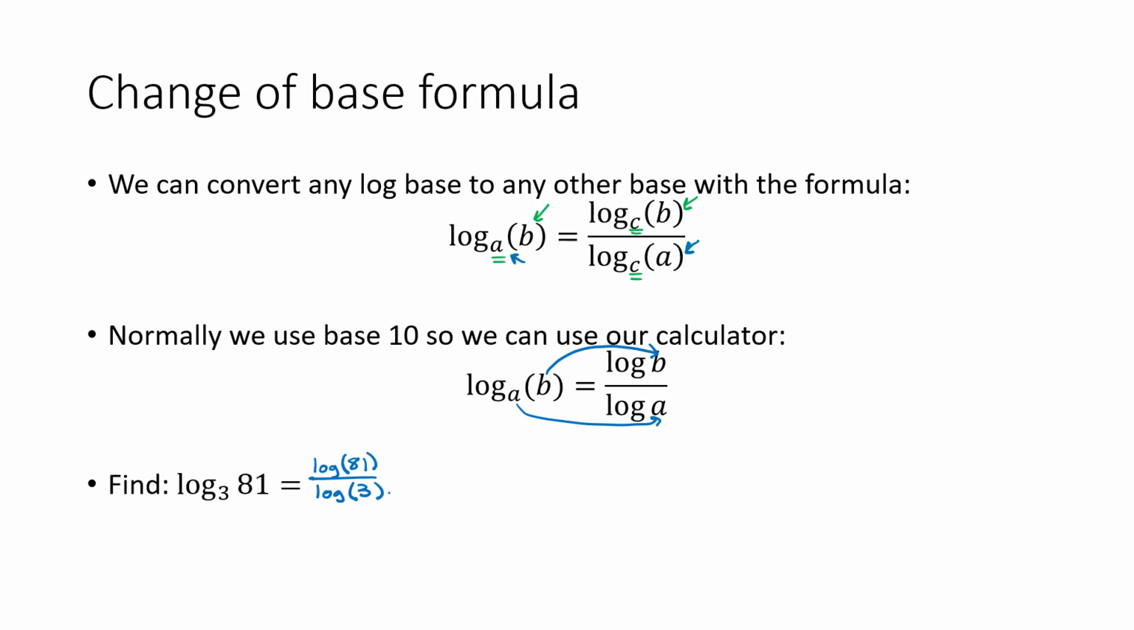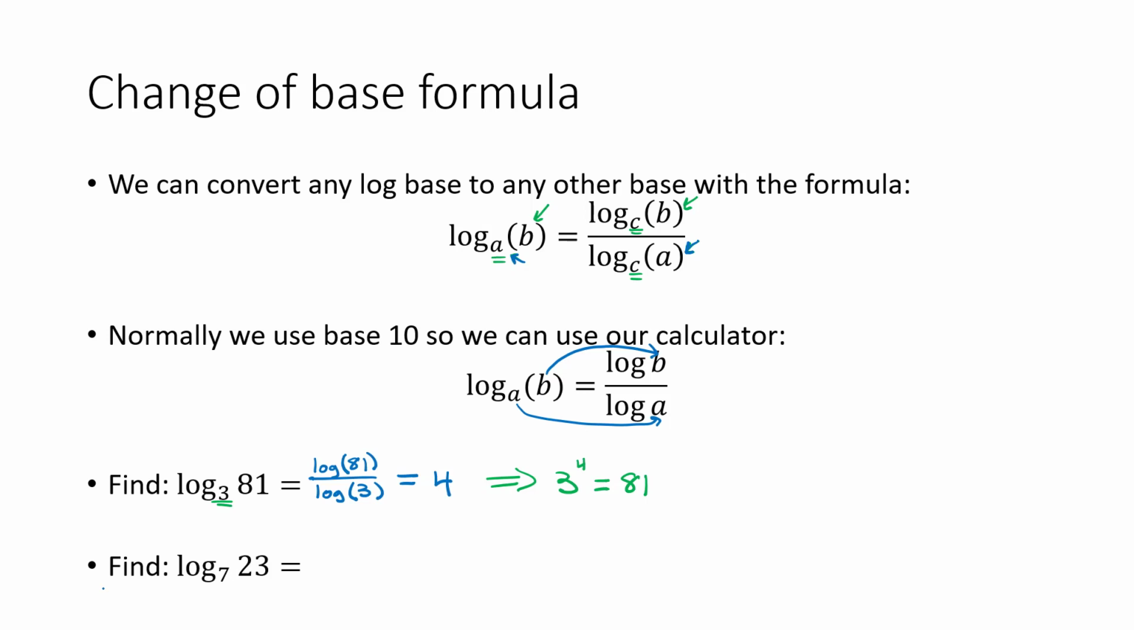When I type in my calculator log of 81 divided by the log of 3, we get this nice, neat 4. And that makes sense when we think about it, because remember, the base of 3 is raised to the exponent, which is the answer 4, and 3 to the 4th power is 81. So our calculator was correct in giving us that value.